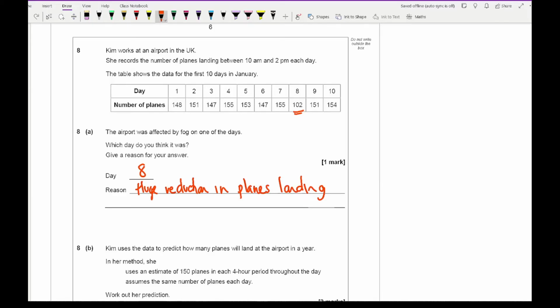8 is an anomaly, so it's one that obviously stands out. You could say there's a big drop or big reduction, as we've written down, on the number of planes that arrived. And again, there's lots of other variations of what I've just said that will get you the mark.